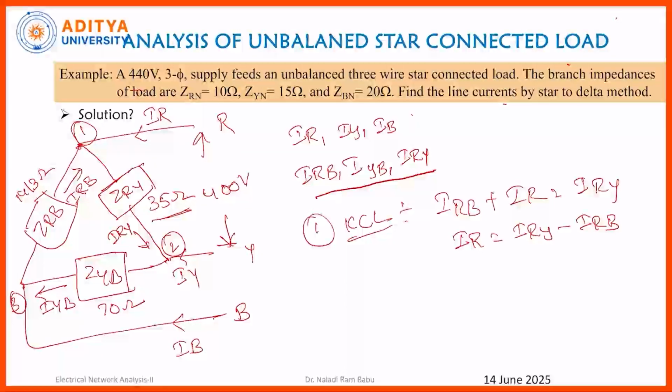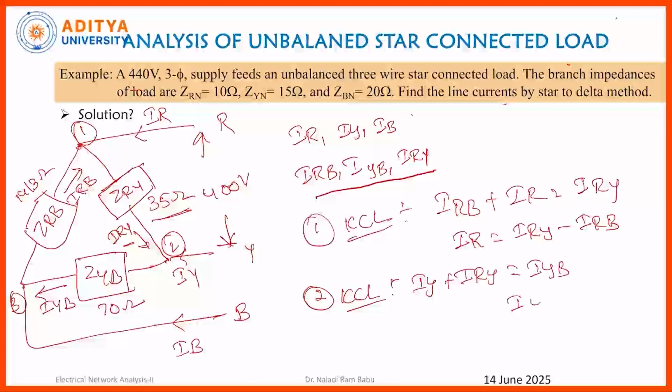IRB. And at node 2, if I apply KCL, the entering currents are IY and IRY. You can observe it here. And the leaving current is IYB. Therefore, the line current IY is equal to IYB minus IRY.